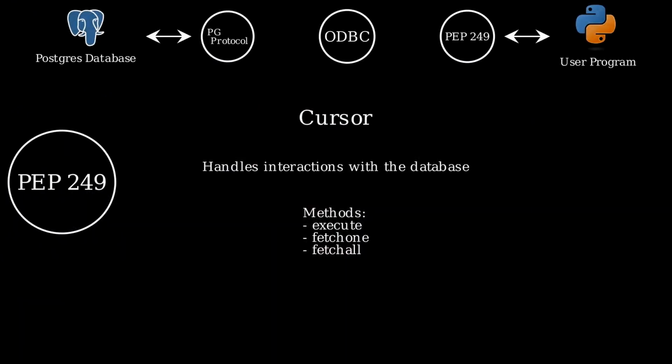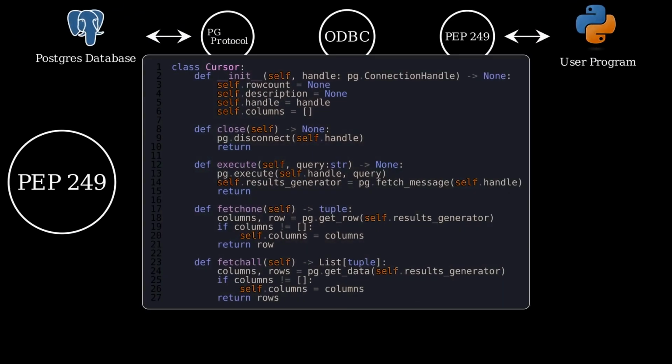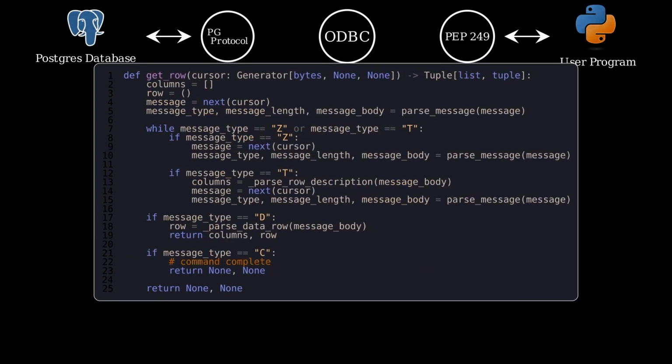The cursor object will handle the interactions with the database once the initial connection has been established. Methods like execute and fetchall allow us to query the database and get results. A simple cursor may look something like this, where it takes in the connection handle, which is basically a TCP socket, and then uses it to execute queries, fetch rows, and get column names. Underlying the cursor methods like fetchone and fetchall is a processor that interprets the messages from the database as they come in and grabs things like column names and row data.